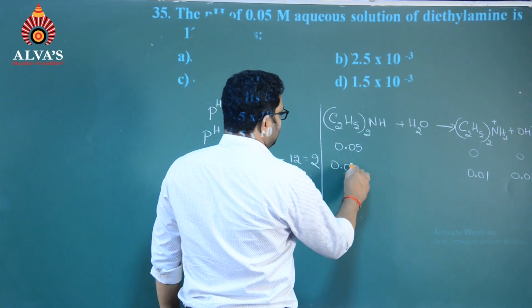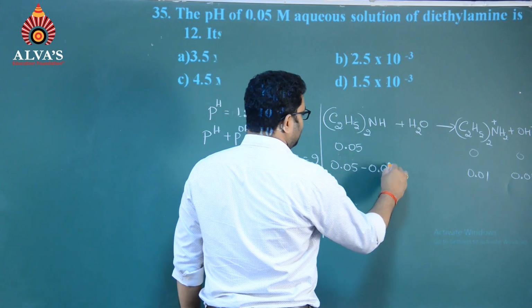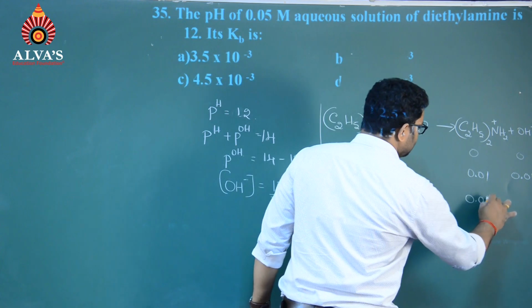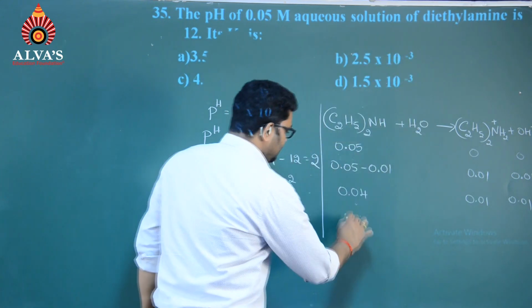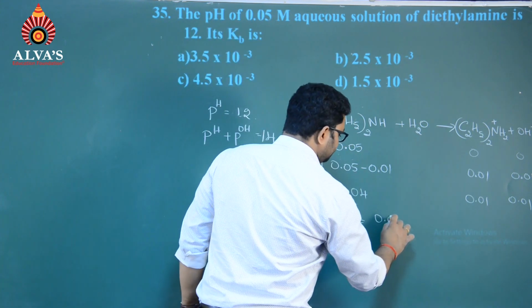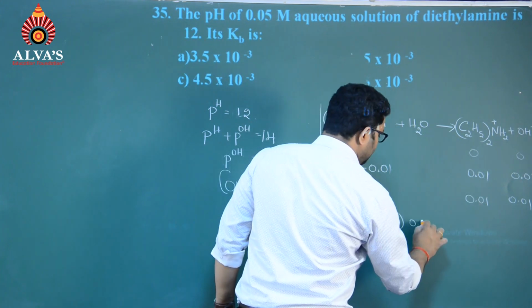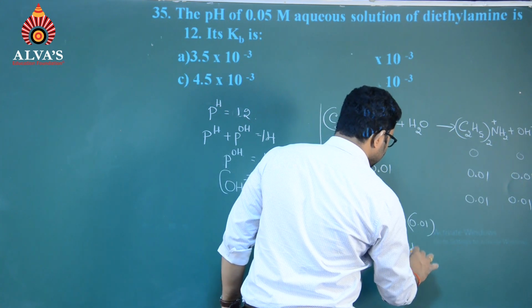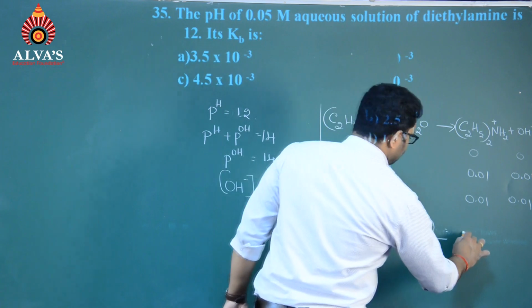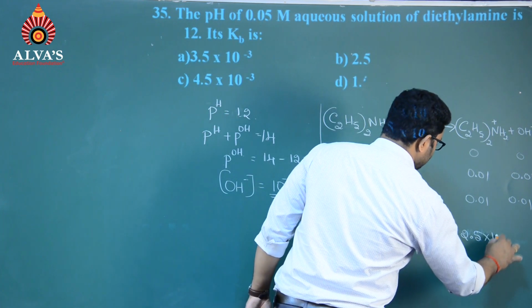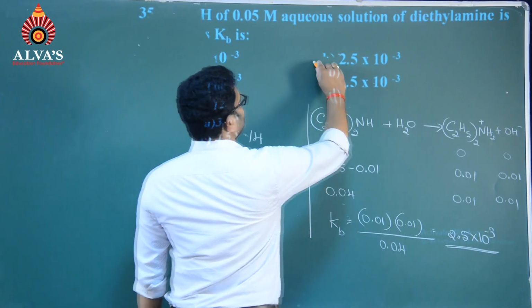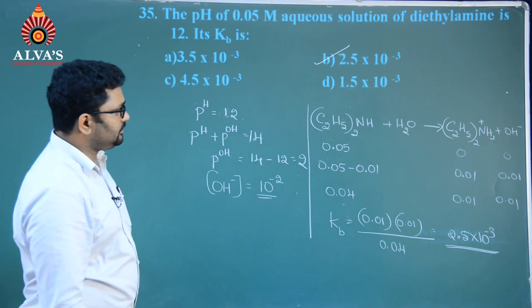Now, 0.05 minus 0.01, the remaining is 0.04. Here it is 0.01 and 0.01. Let's write the Kb value at equilibrium: 0.01 into 0.01 by 0.04. The value will be 2.5 into 10 to the power minus 3. The answer for the question is B, 2.5 into 10 to the power minus 3.